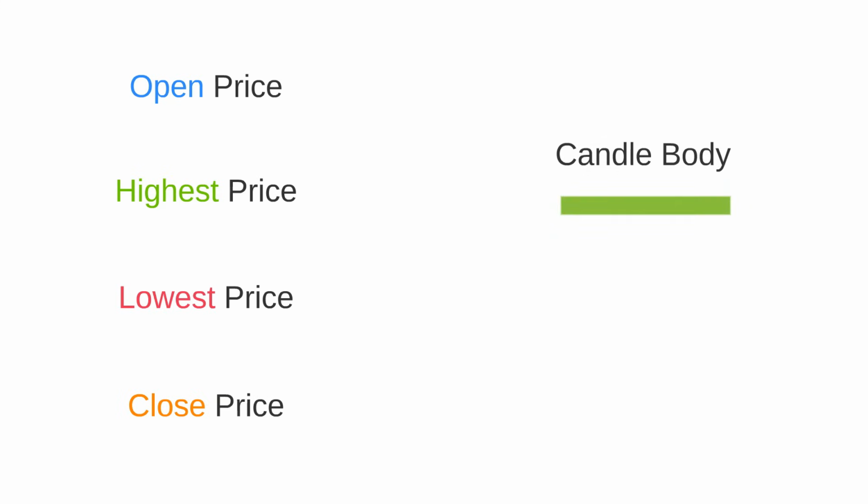Candlesticks also quickly show us 4 important pieces of information about the price movement they represent. They show us the opening price, the highest price it reached, the lowest price it reached, and the closing price for the time period that the candle represents. They show us this information through the 2 components that make up each candle, the candle body and the candle wicks.